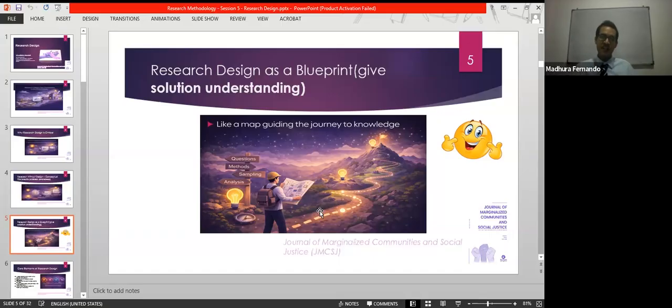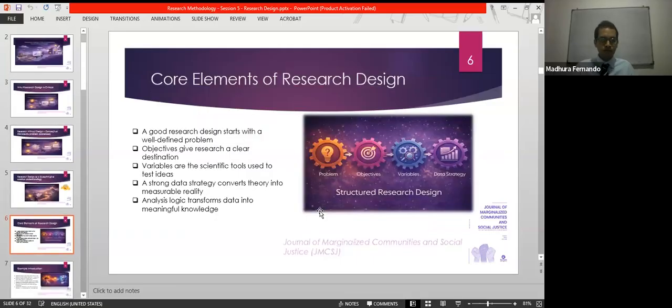So the first thing is understanding the research problem and defining the research problem. Now we can move on to the sixth slide. You can see this picture here, it describes the core elements of research design, right? Core elements. Now you can read these points here.